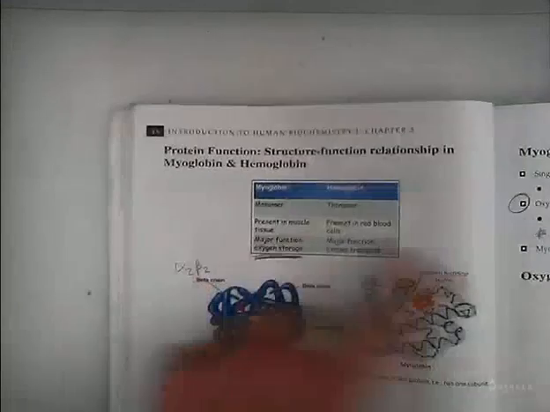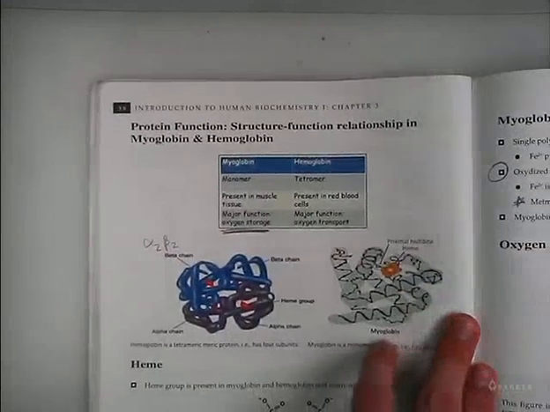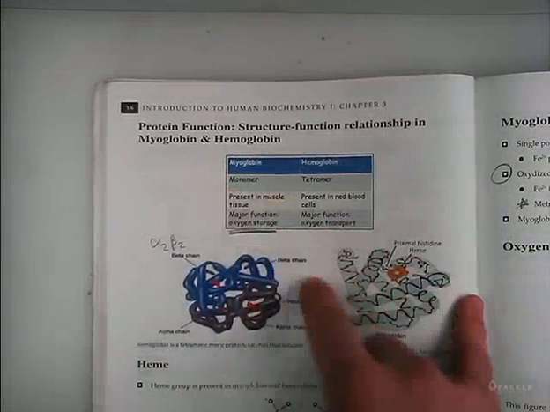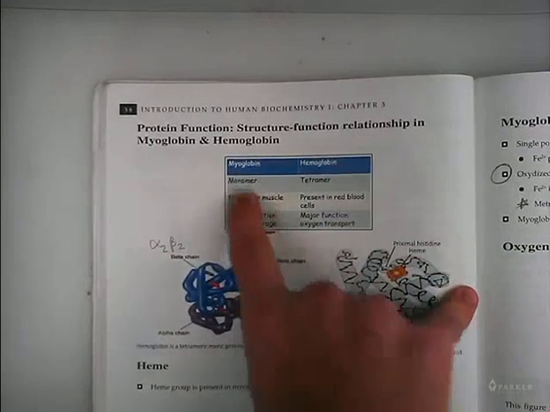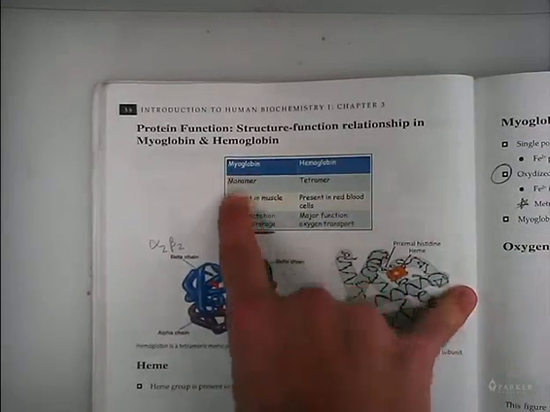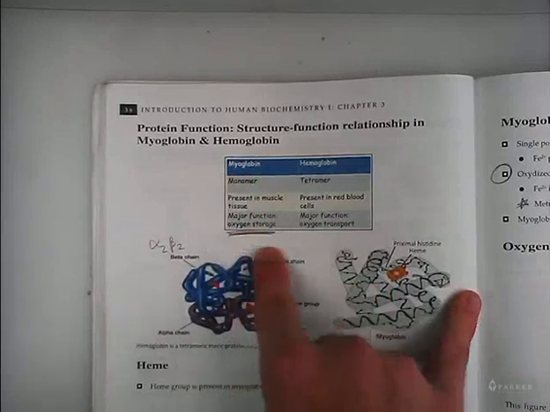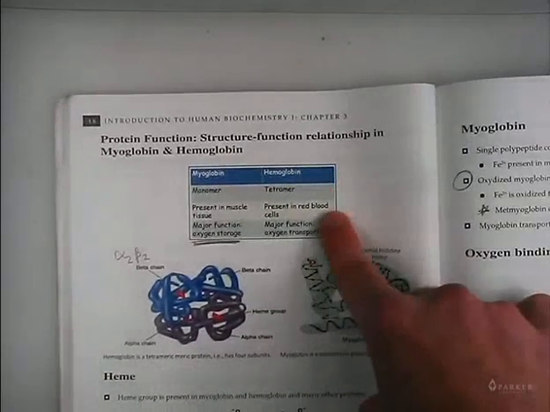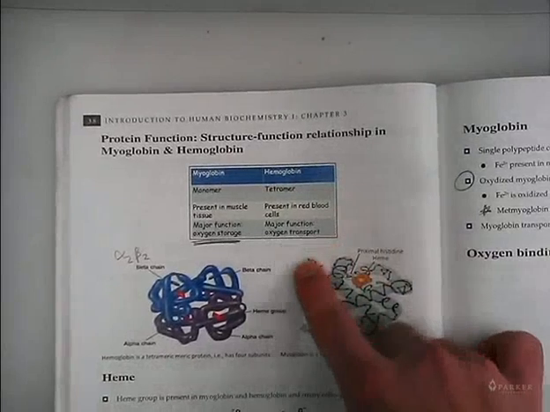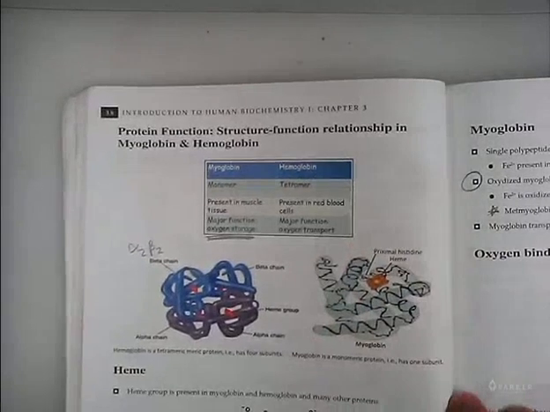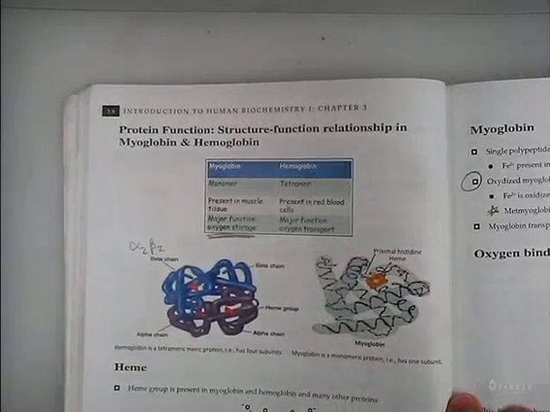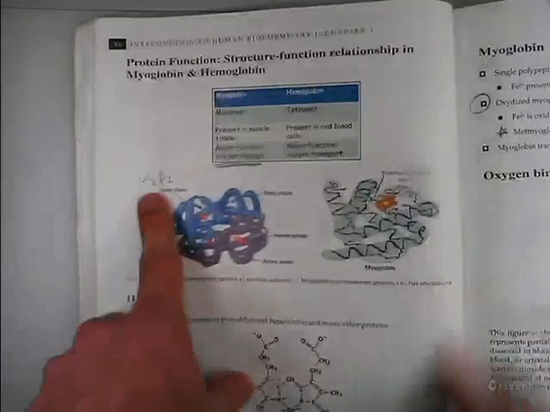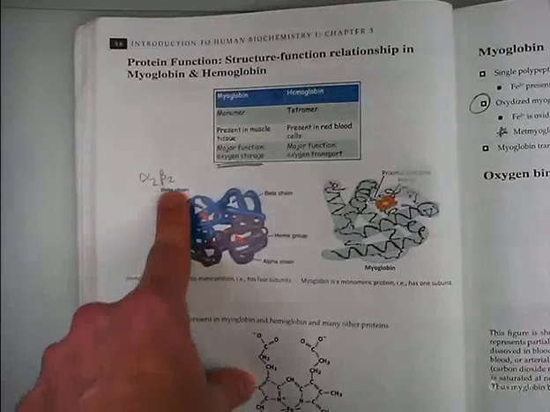All right, comparing myoglobin to hemoglobin. Myoglobin monomer, so MM monomer. Myoglobin present in muscle, that should give it away with the prefix myo, and that's oxygen storage. Hemoglobin tetramer, we already talked about, present in red blood cells, and that's oxygen transport, right? So hemoglobin takes oxygen from our lungs to our tissues and deposits it there. Hemoglobin has two alpha and two beta chains.